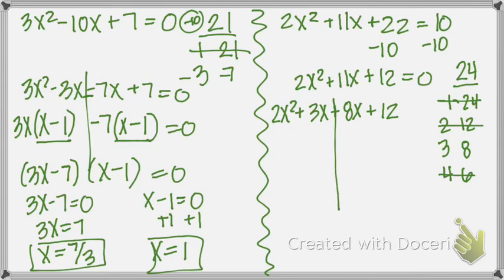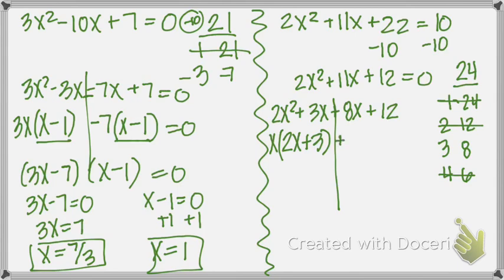Split it. What's my GCF of 2x squared and 3x? X. What times x is going to give you 2x squared? 2x. What times x is going to give you 3x? 3. My leading sign is an addition sign, so positive. So I'm going to take out something positive.